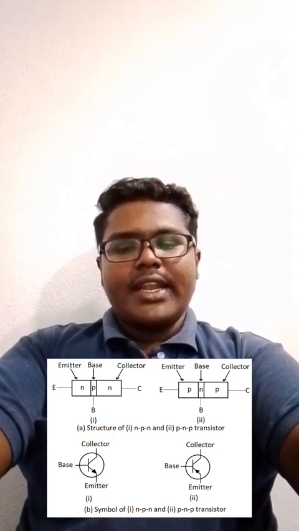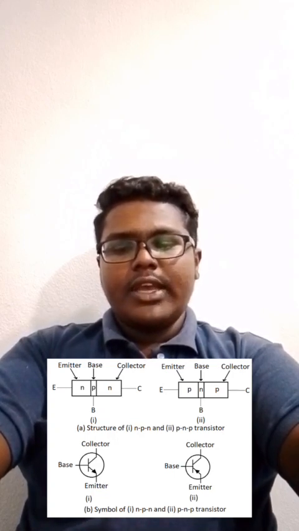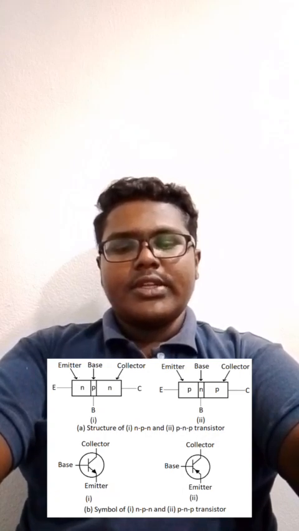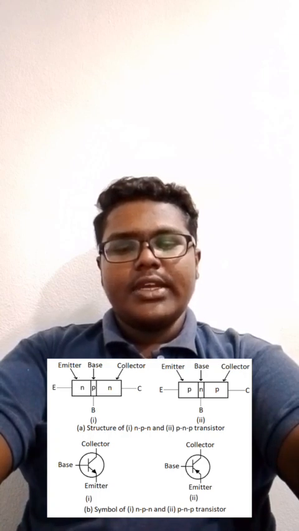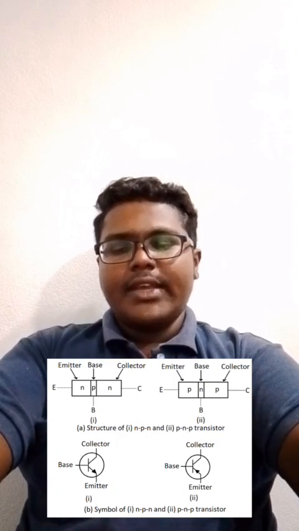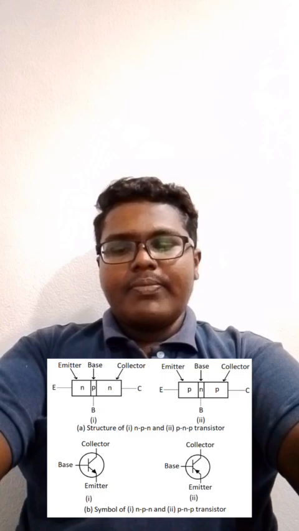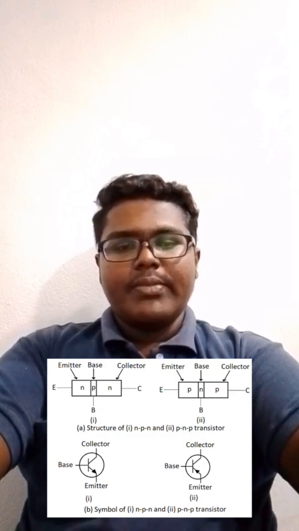If the base is an N-type semiconductor, both the emitter and the collector should be P-type semiconductors. If the base is a P-type semiconductor, both the emitter and collector should be N-type semiconductors. There are two types of BJT: NPN and PNP.